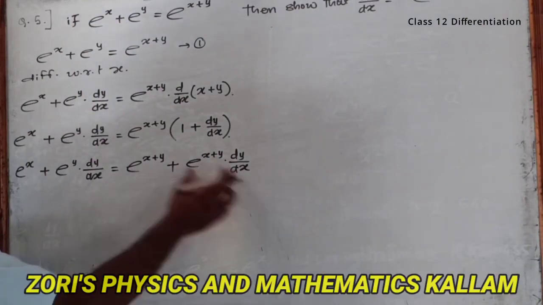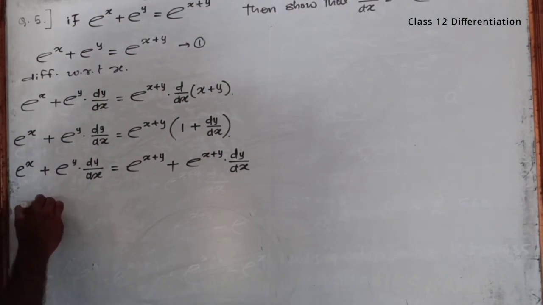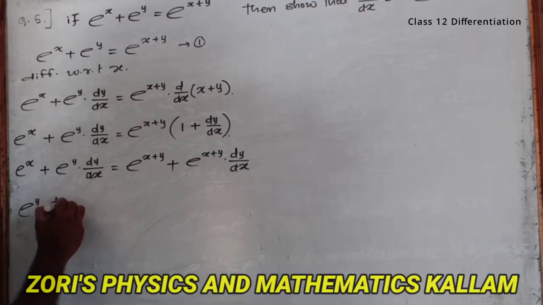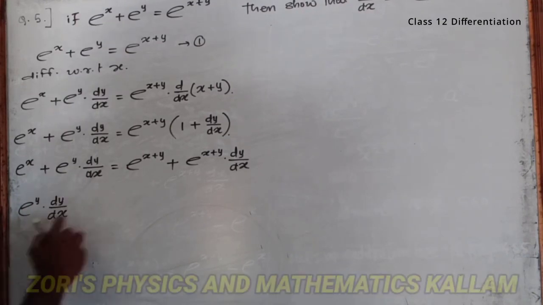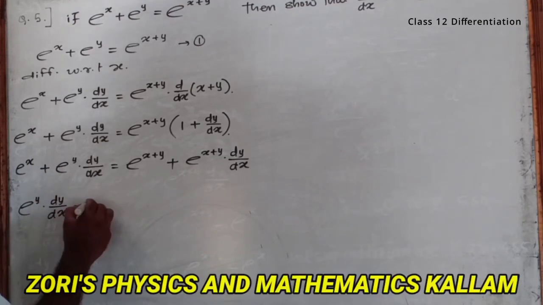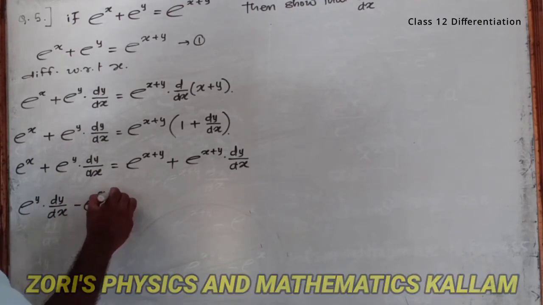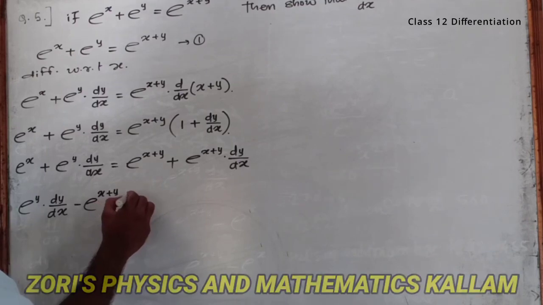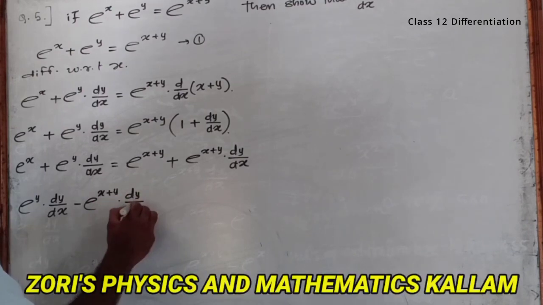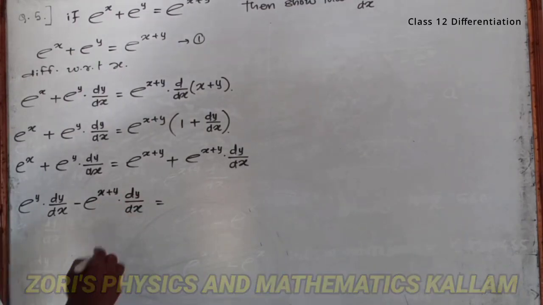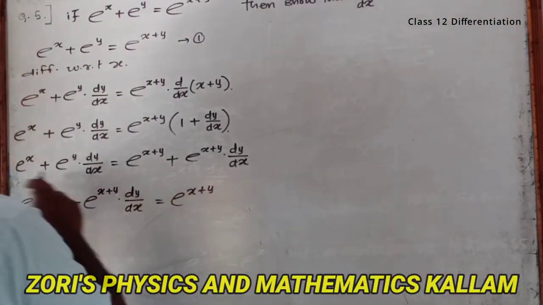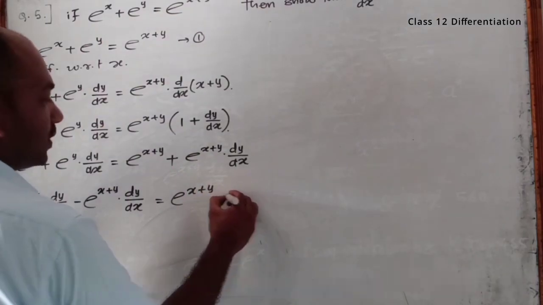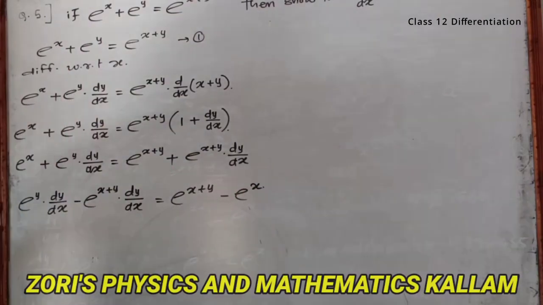Now shift this term to the left here. So e to the power y into dy upon dx as it is here, and take this term to the left. So minus e to the power x plus y into dy upon dx is equal to this term as it is to the right, that is e raised to x plus y. Take this term here, so minus e to the power x.